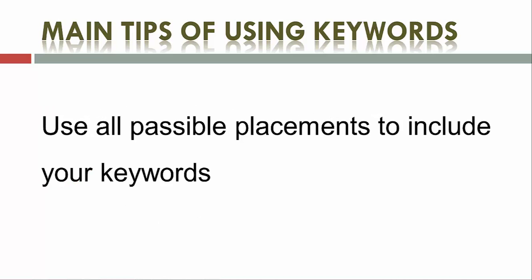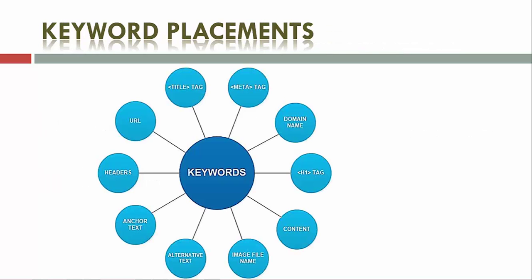Use all possible placements to include your keywords. Your keywords are a relevancy signal for Google and other search engines. Therefore, you should include your keywords or keyword phrases in all helpful placements such as the title tag, anchor text, and others. On this slide, you see your web page attributes, the keyword presence in which might be helpful for your page ranking. Now, a little more about each keyword placement.